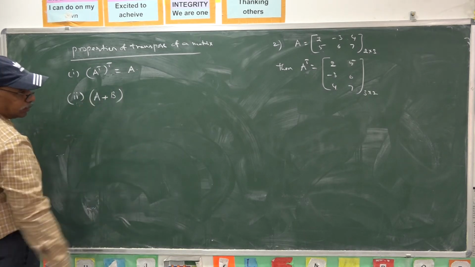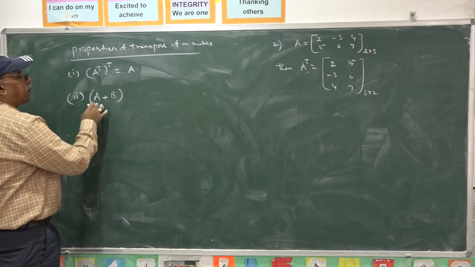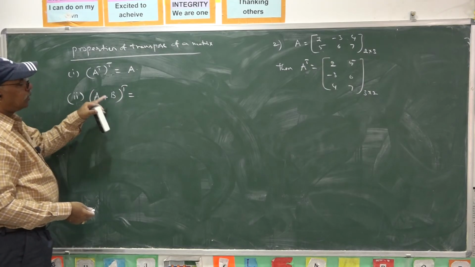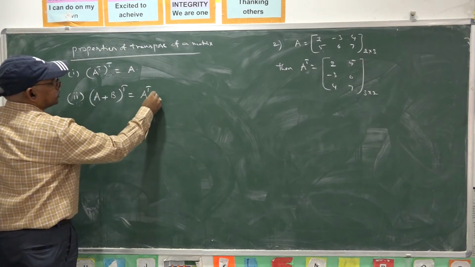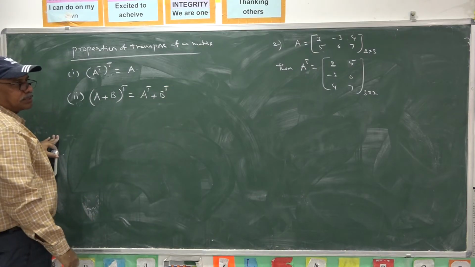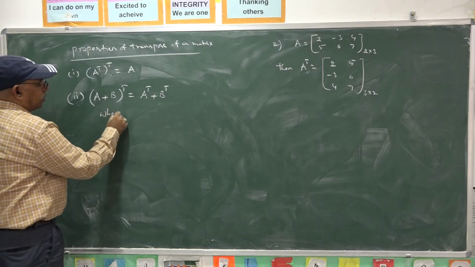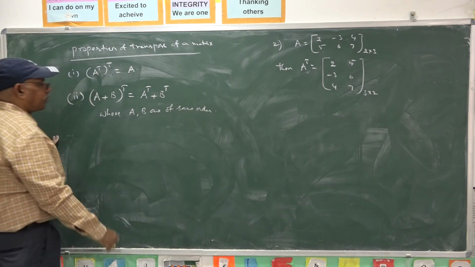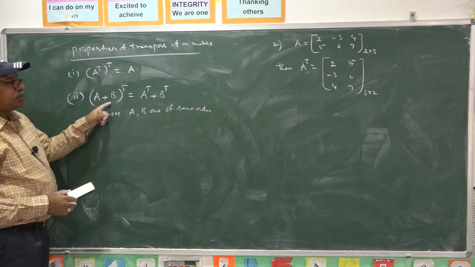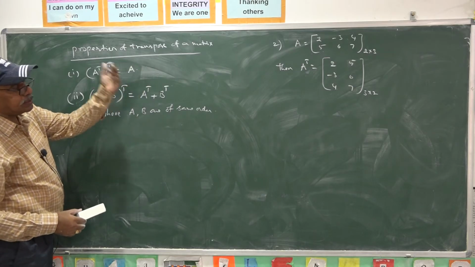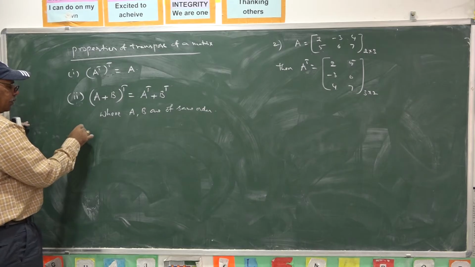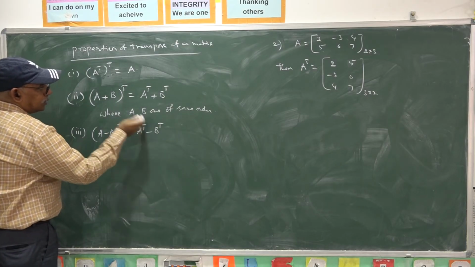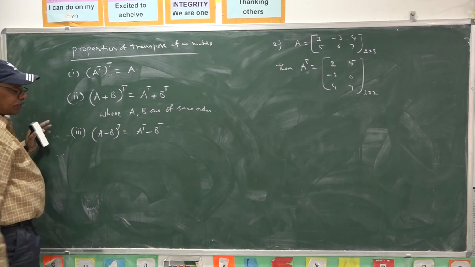The second property is A plus B whole transpose. A and B are of the same order, then addition is possible. Then A plus B whole transpose is nothing but A transpose plus B transpose, where A, B are of the same order. Similarly, A minus B whole transpose is A transpose minus B transpose. Just like addition, you can take subtraction also.